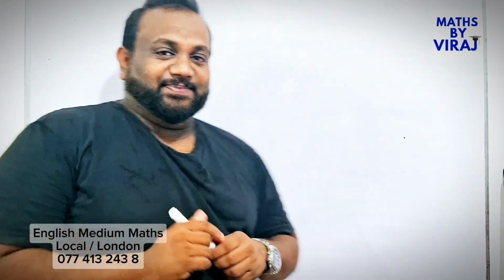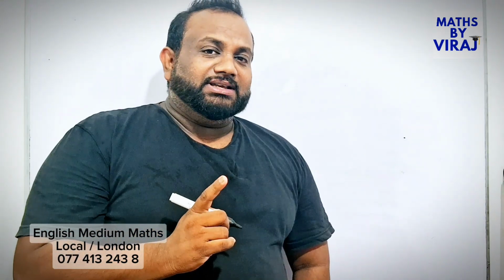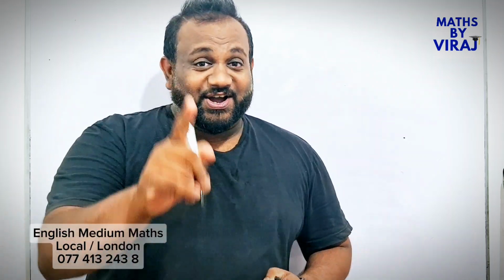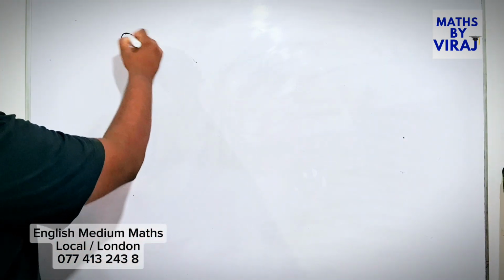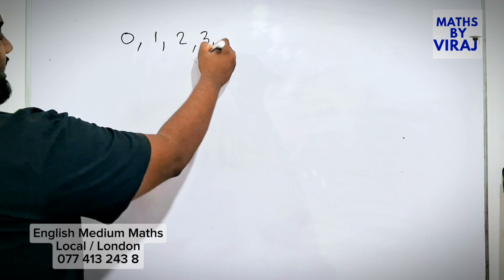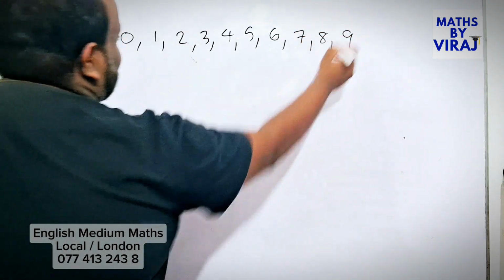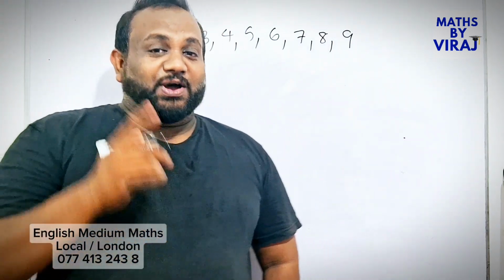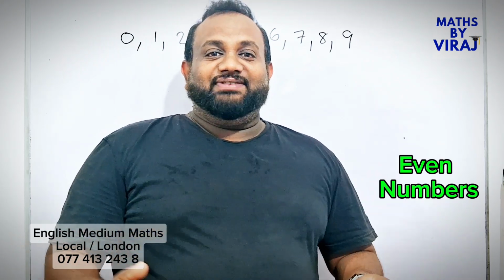Let's see. What are prime numbers? What are odd numbers? What are even numbers? To define all these, how many numbers do we have? 10. What are the numbers that we have? 0, 1, 2, 3, 4, 5, 6, 7, 8, 9. Even the number 10 is made from 1 and 0. Now, even numbers.